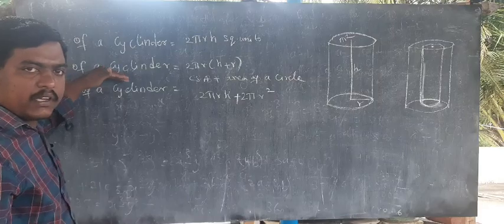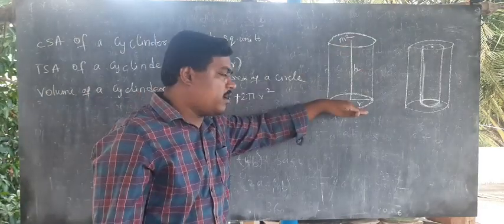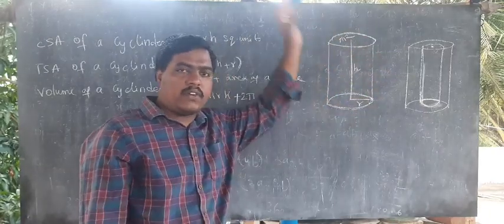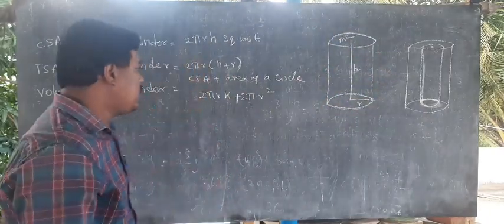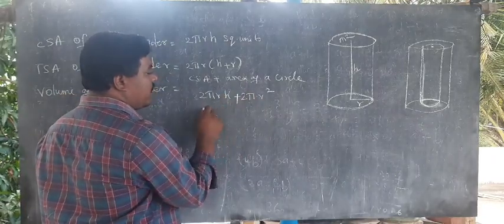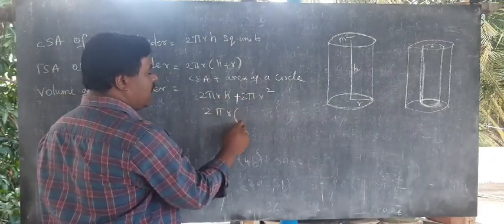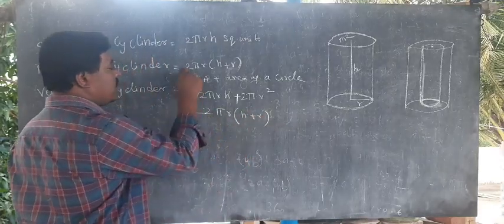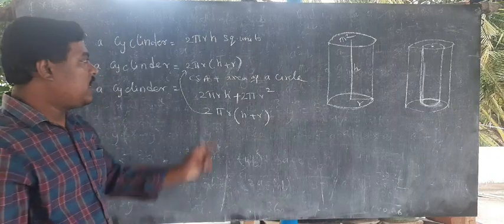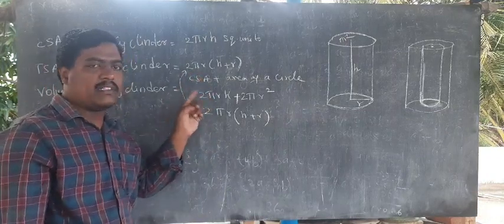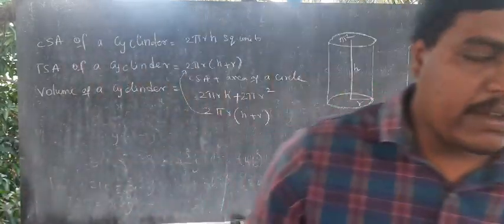Total surface area means the top and the bottom of the cylinder and then the CSA of the cylinder. So totally we have to take the formula 2 pi r h plus 2 pi r square. From this I take 2 as common, pi as common, r as common, remaining h plus r. So for that reason we straightaway write 2 pi r (h plus r). Why am I doing this? Because we have to memorize the formula.